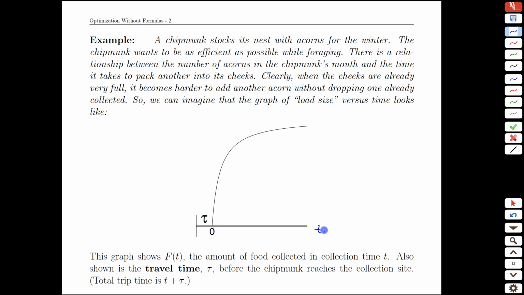As time goes on, and let's emphasize that this is for one trip, the chipmunk is quickly able to stock up on nuts, being able to put them in their cheeks when the cheeks are pretty much empty. But then as their cheeks get more and more full, it becomes harder and harder to put more in. They spend more and more time just adjusting. And we get this concave down relationship, increasing but concave down, between the amount gathered and the time for the trip. This is also called the load size.